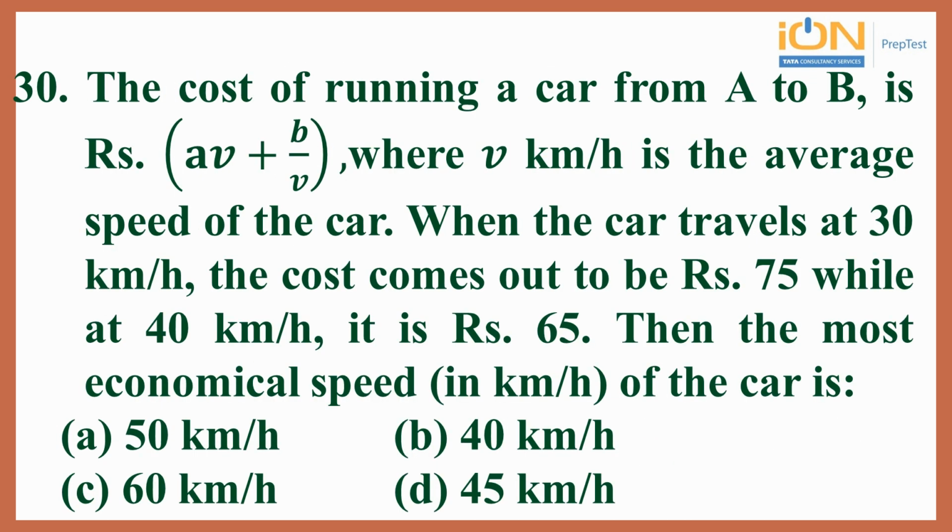Let's move to the next question, question number 30. The cost of running a car from A to B is rupees AV plus B by V, where V kilometers per hour is the average speed of the car. When the car travels at 30 kilometers per hour, the cost comes out to be rupees 75, while at 40 kilometers per hour average speed, the cost is rupees 65. Then the most economical speed of the car is, first option 50 kilometers per hour, second option 40 kilometers per hour, third option 60 kilometers per hour, fourth option 45 kilometers per hour.